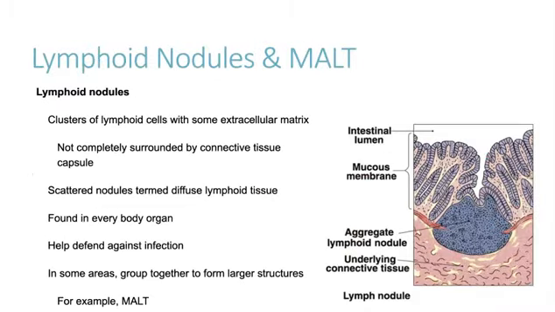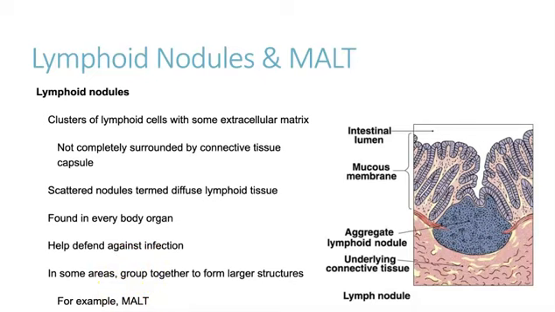And lastly, let's talk about the lymphoid nodules and MALT. We are going to find these all throughout the body. They are just clusters of lymphoid cells with some of the extracellular matrix. We're not always going to have that capsule present, but we may have some scattered nodules throughout the connective tissue. And we call this diffuse lymphoid tissue. And we have it all over the body because we are going to try to defend infection and have these immune cells present throughout.